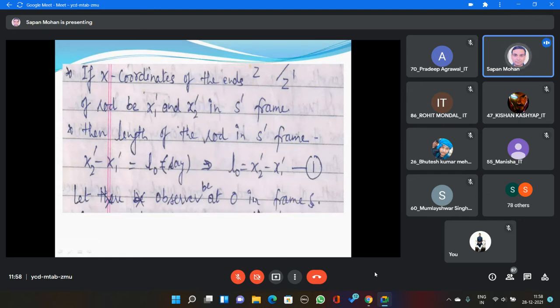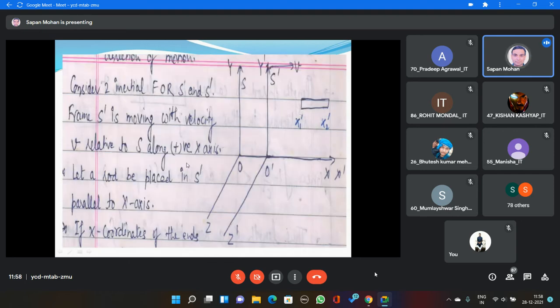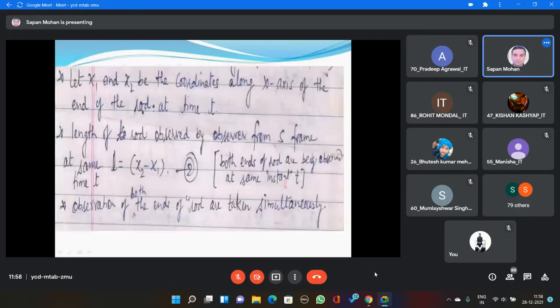Let the observer be at O dash in the S dash frame. Now a second observer is measuring the same length. So what will we use? The Lorentz transformation. Let x1 and x2 be the coordinates along the x-axis of the ends of the rod at time t. So the length of the rod observed by the observer from the S frame at the same time t is L equal to x2 minus x1.